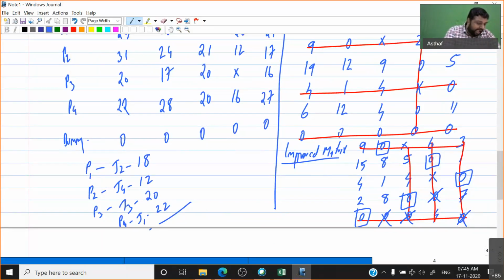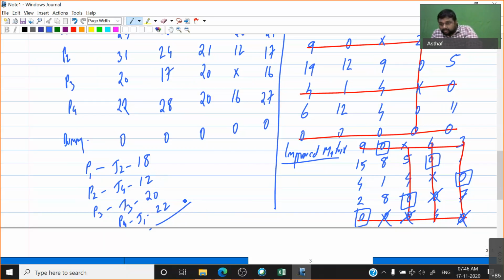So if you take the add, what is the total? Is it only 18, 12? Okay. There is a small correction. P3 will go to the last number. What is the last number? Which is 16 only. P4 will go to the third one, which is 20. So the answer is 66.